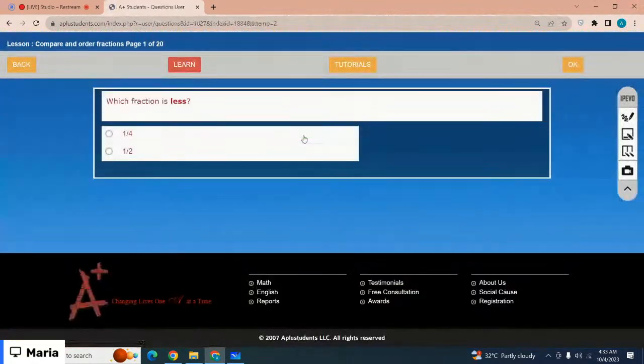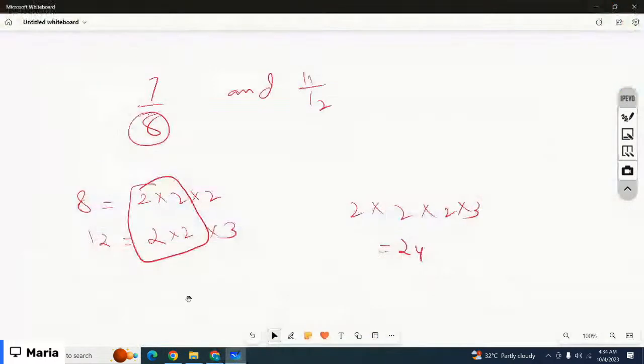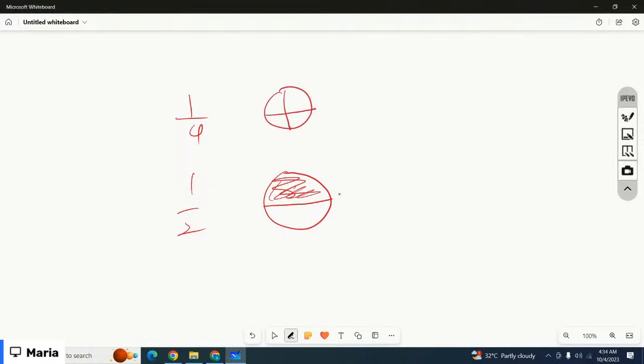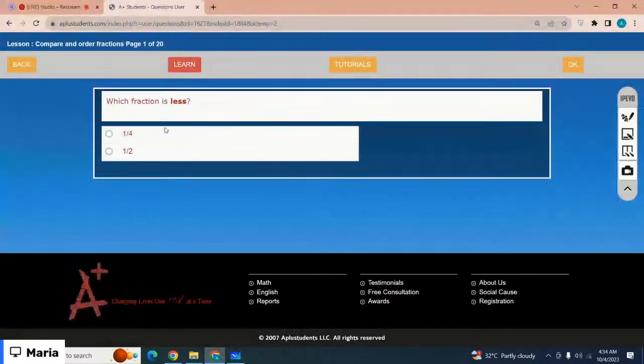Let's see how we compare. Which fraction is less, 1 over 2 or 1 over 4? You can compare them by making models. 1 over 2 means you have two portions and one of the portions is colored, and 1 over 4 means you have four portions and just one of them is colored. So which is less? Obviously 1 over 4 is less because the smaller portion is colored, so that would be 1 over 4.